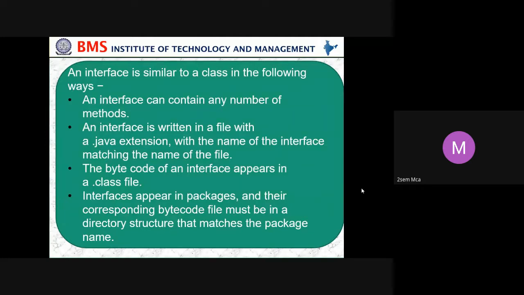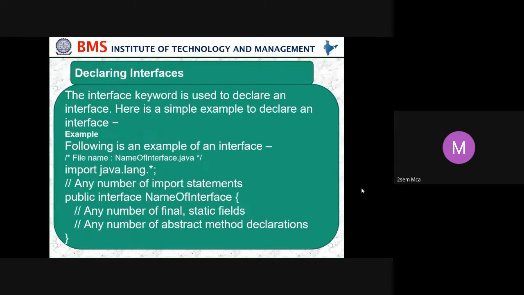An interface can contain any number of methods. An interface is written within a file with a .java extension, with the name of the interface matching the name of the file. The bytecode of an interface appears in the .class file. Interfaces appear in packages, and their corresponding bytecode file must be in a directory structure that matches the package name. Then how do we declare the interface?